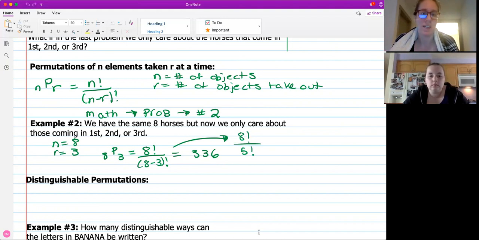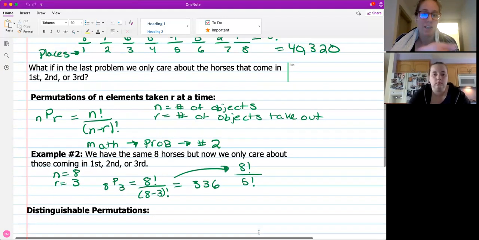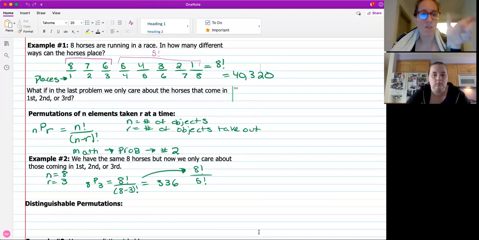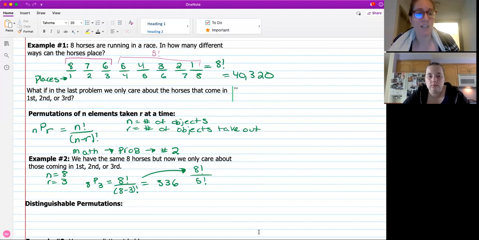Basically, if you have all the blanks filled out, like Miss Marker does, you can just look at the 3 you want. If you only care about the top 3, then you can just cross off the rest of it and just multiply 8 times 7 times 6, which is going to end up equaling 336. So the formula is nice, and your calculator does do it by itself, so that's really helpful. But just visually know what you're doing, right?